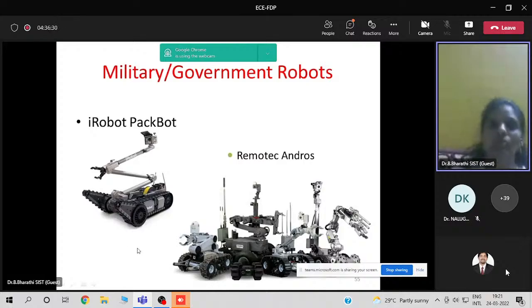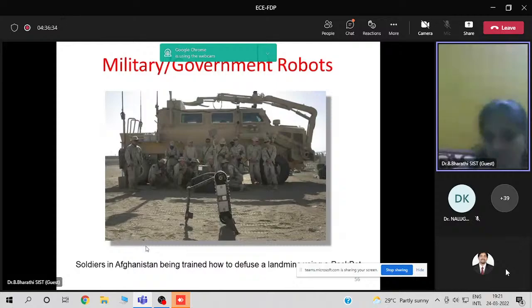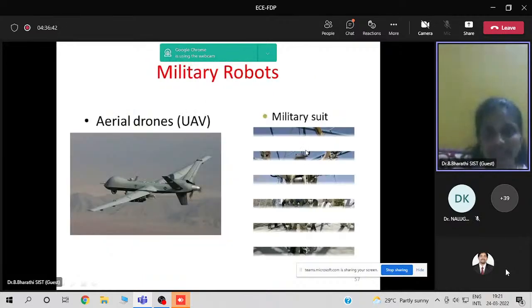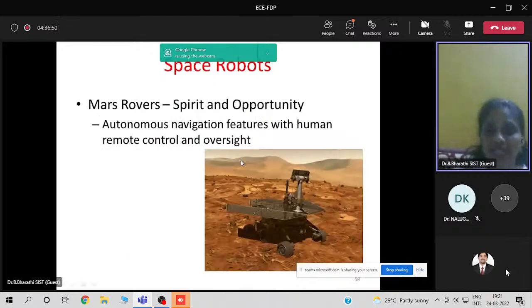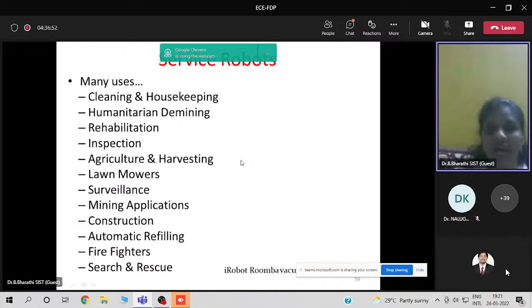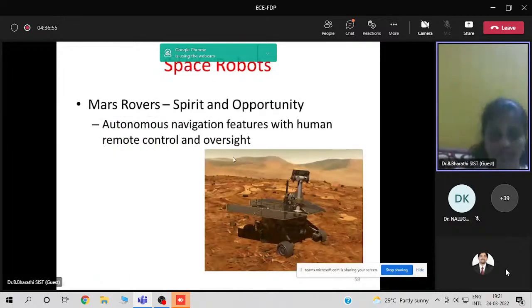There are a lot of robots and drones which are used. This is where we use a lot of rover systems, for example a robot used to identify landmines. Aerial drones, military suits, unmanned vehicles, UAVs. All these are possible because of the use of artificial intelligence and machine learning, mostly machine learning.